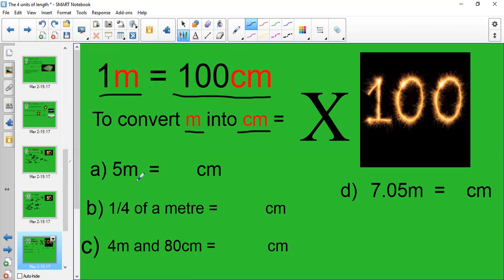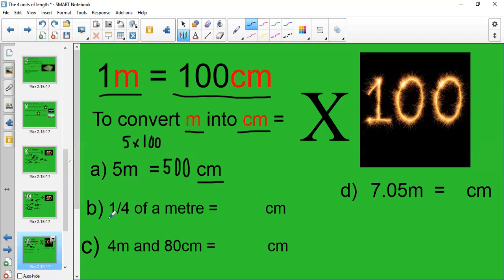So 5 meters we want to change into centimeters. All you need to do to convert the meters into centimeters is 5 times 100. All we need to do is add 2 zeros onto the end of it. So 5 meters becomes 500 centimeters. Okay, again, if there was an invisible decimal point, you would move it 2 spaces to the right and put zeros in as the placeholders, so it would still become 500 centimeters.